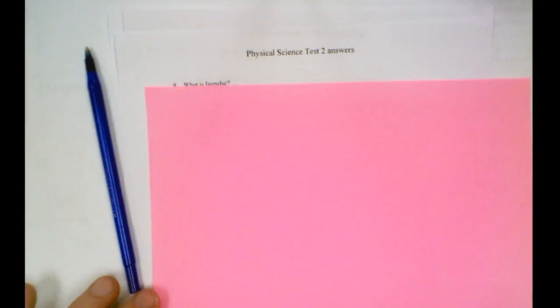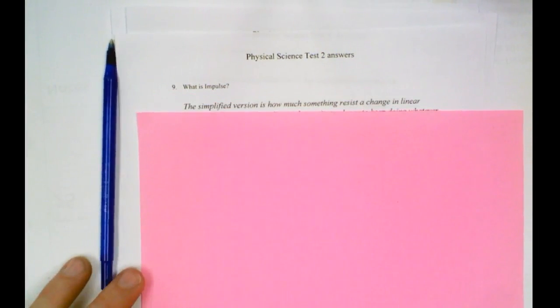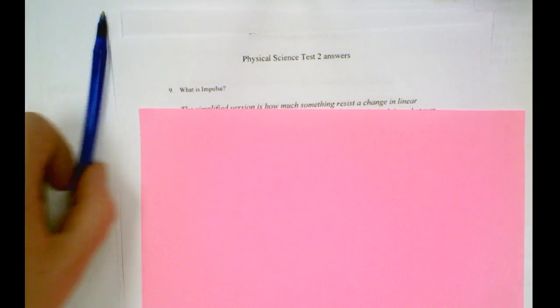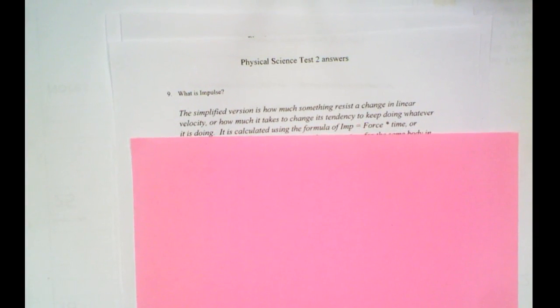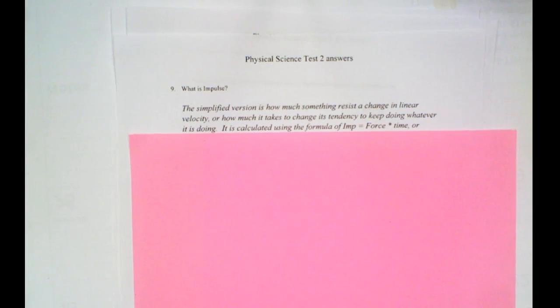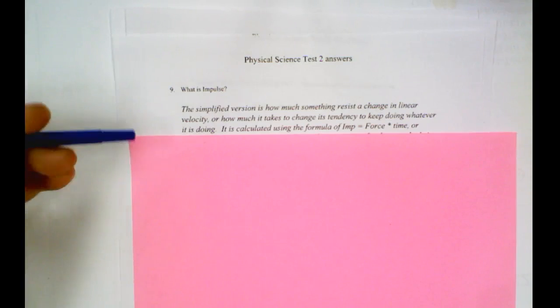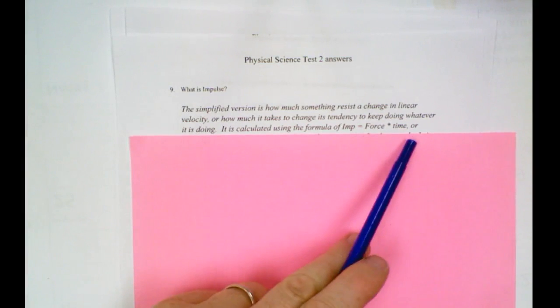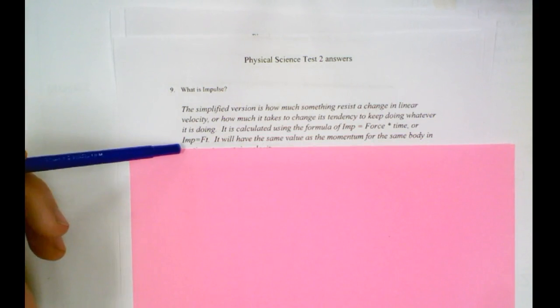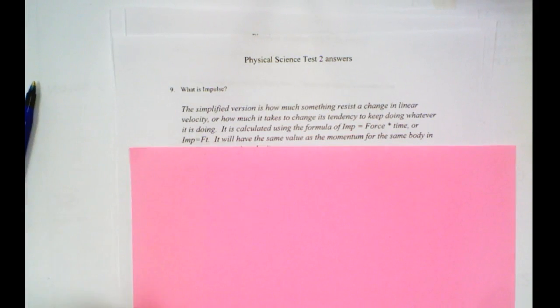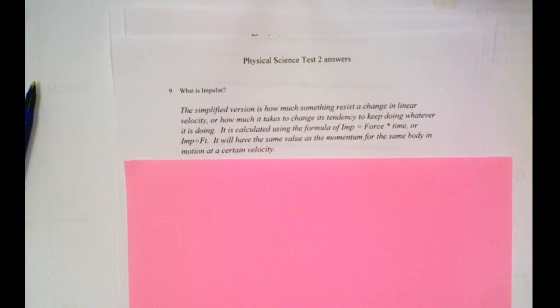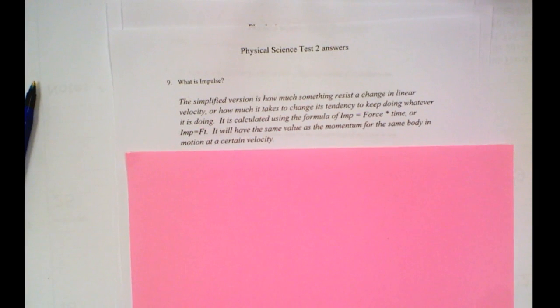When we turn the page, what is impulse? The simplified version is how much something resists a change in linear velocity, or how much it takes to change its tendency to keep doing whatever it was doing. It's calculated using the formula I for impulse. I'm using IMP here because the I is also used for current in electricity, which we'll get to later. It is force multiplied by time, or impulse equals force times time, Ft. It will have the same value as the momentum for the same body in motion at a certain velocity. We'll get to this later. This becomes Newton's second law.